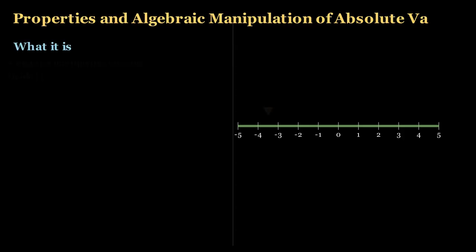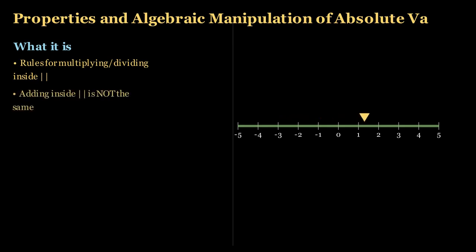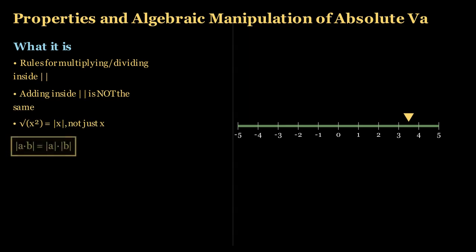We already know absolute value gives the distance from 0 on the number line. Now we look at how it behaves when we do algebra inside it. There are 3 big rules. First, the absolute value of a product is the product of the absolute values. Second, the same works for division. Third, and this is the tricky one, addition does not split apart like that. Instead, we get the triangle inequality. And there is one more critical fact that trips up beginners: the square root of x squared is not just x. It is the absolute value of x. We will see why with a picture.